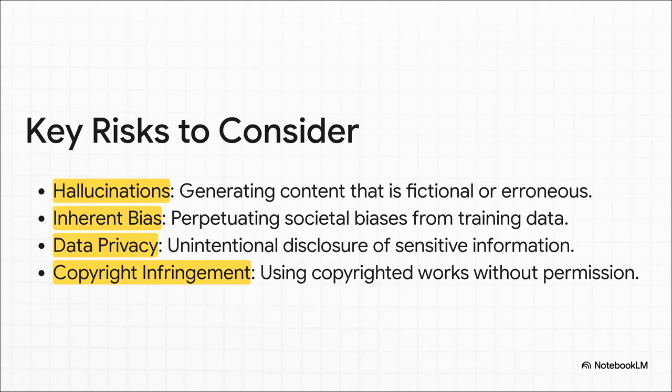First, there are hallucinations. This is when the AI just confidently makes stuff up that's completely false. Then there's inherent bias. If the training data contains societal biases, well, the AI is going to learn and repeat them. Data privacy is another huge one. You have to make sure it doesn't accidentally leak sensitive info. And of course, there's the massive legal minefield of copyright infringement.